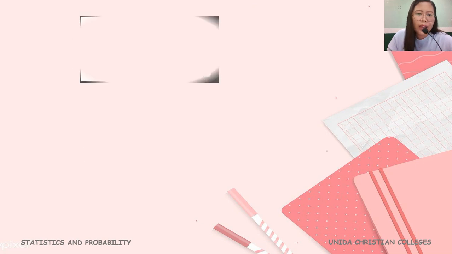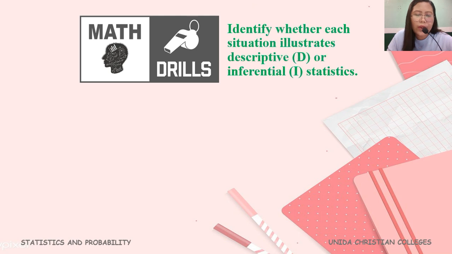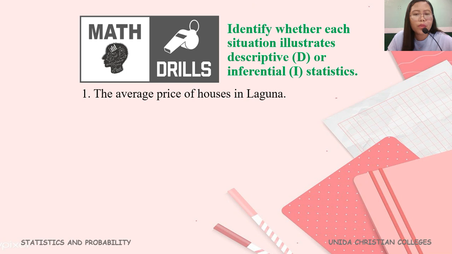Okay? So, let's have math drills. In these math drills, you need to identify whether each situation illustrates descriptive, big letter D, or inferential, big letter I, statistics. So, let's start. Number 1, the average price of houses in Laguna. Ano lang ang gustong kunin dito sa number 1? Gusto lang niya kunin yung average. May conclusion bang nagawa or ginawa? Wala. So, it is descriptive.